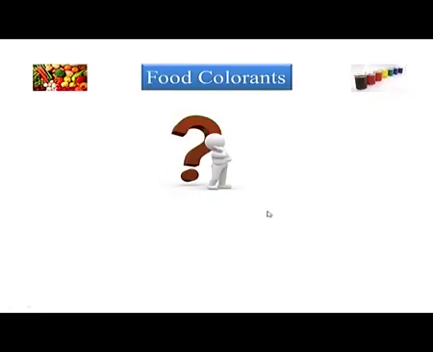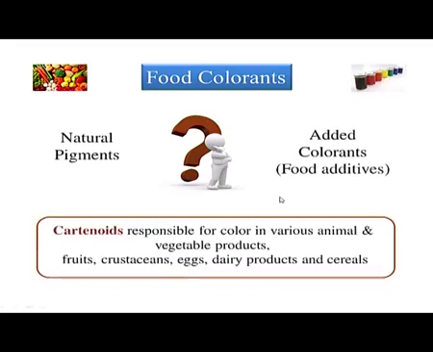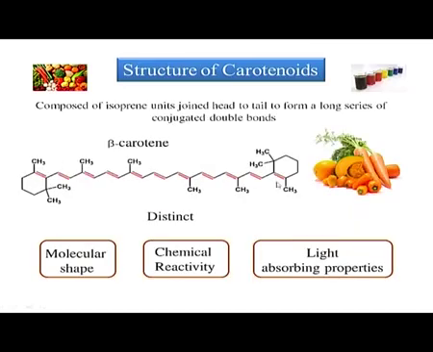Coming to the next class of studies is food colorants. Again, in this case food colorants could be natural pigments, they could be added colorants. I will keep my discussion to natural pigments, wherein I will discuss carotenoids, which are responsible for colors in various vegetable products and in animal products like fruits, eggs, dairy products and cereals. If you look at the structure of these carotenes, you would note that these are highly conjugated structures, right. Look at the double bonds in conjugation. There are so many double bonds in conjugation.